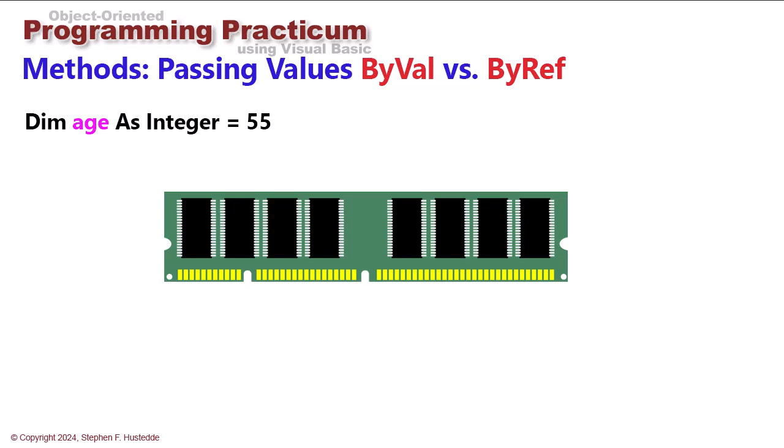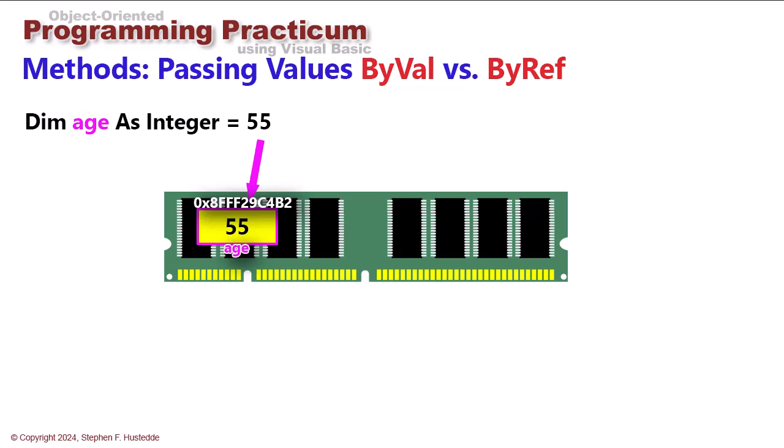We've seen in the past that we dim a variable, in this case age, as integer equals 55. And that dim statement stands for dimension. It simply means go out into memory, into the random access memory, the RAM chips, and set aside a space with the dimensions that can hold an integer. Now that memory space has an address. So you see there the 12-digit hexadecimal value for an address in memory.